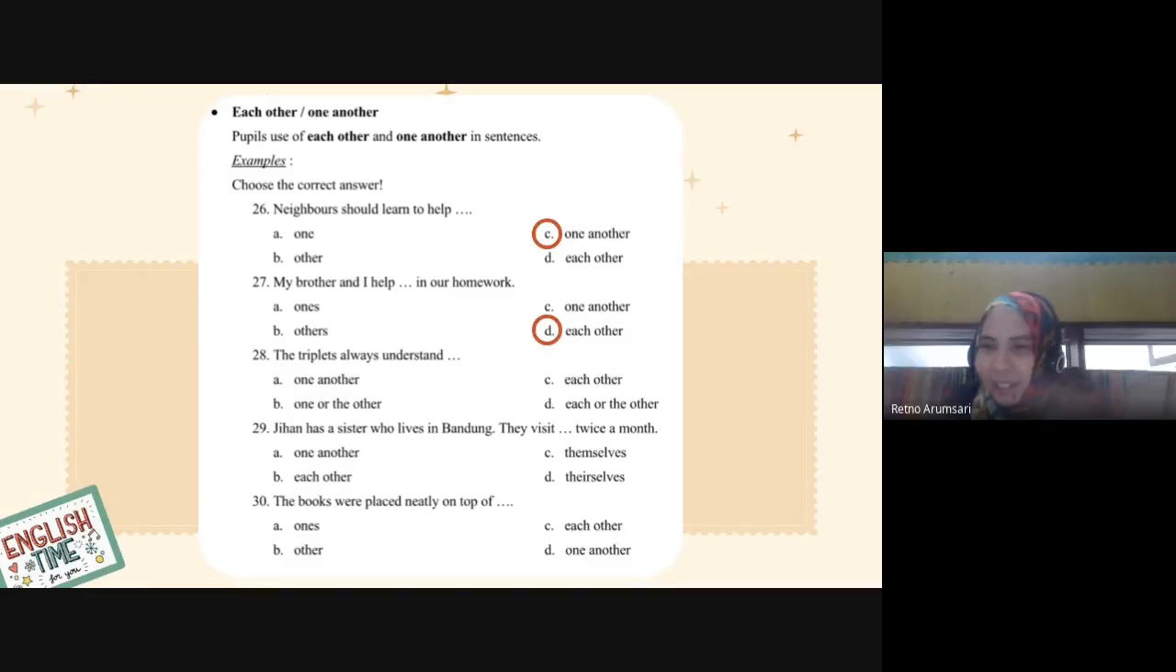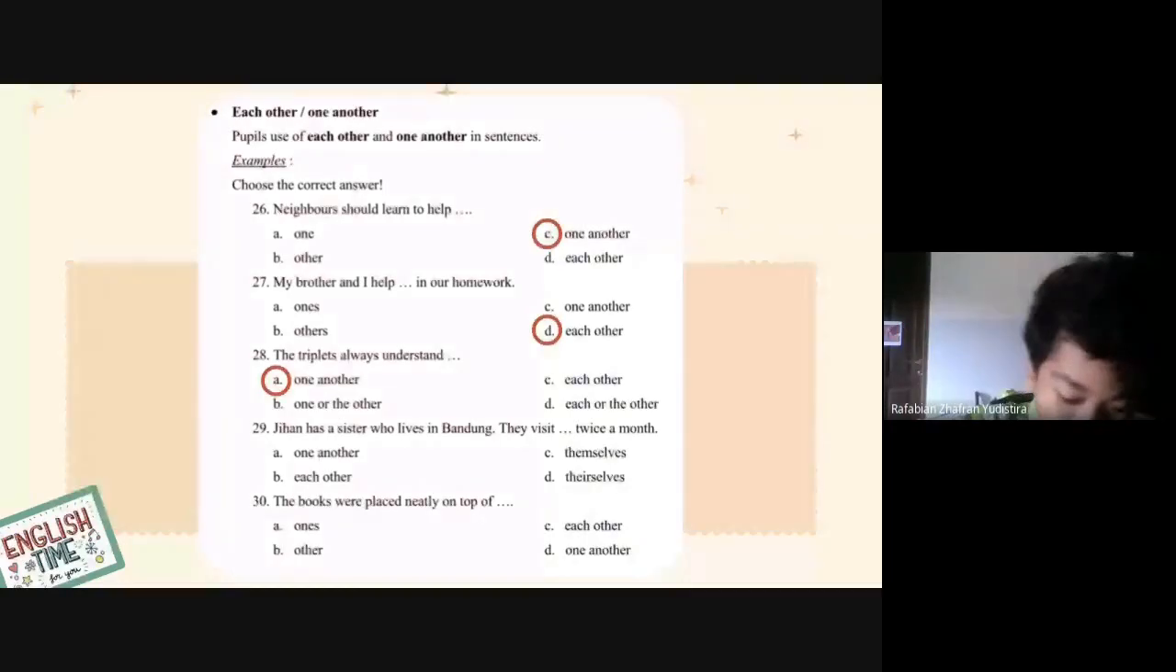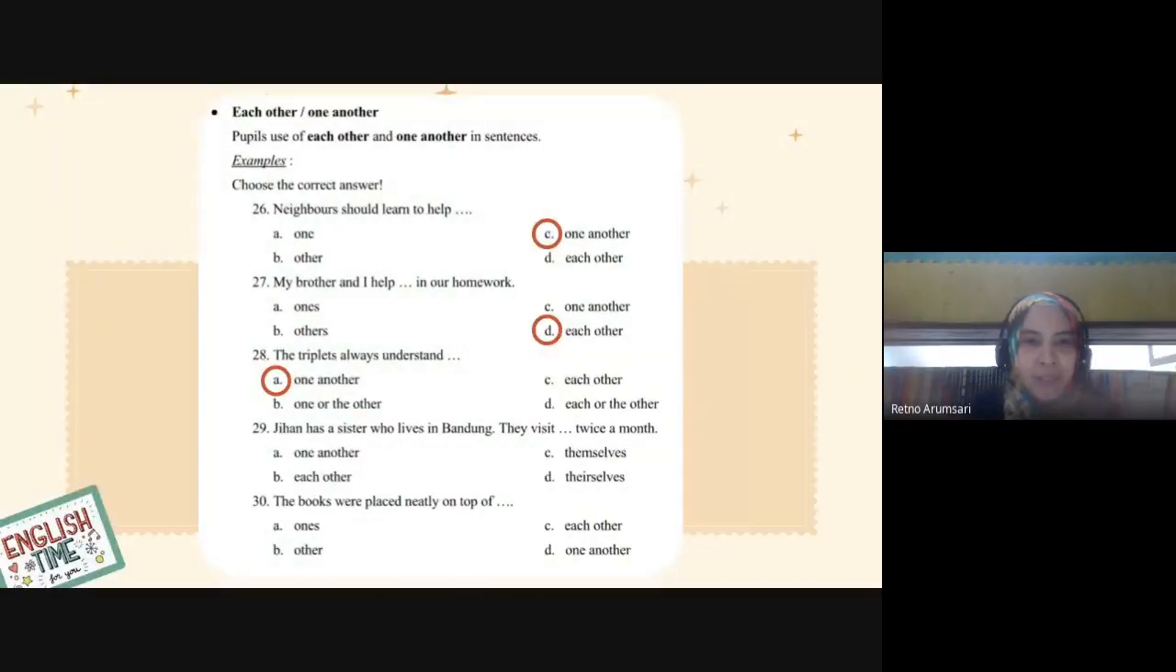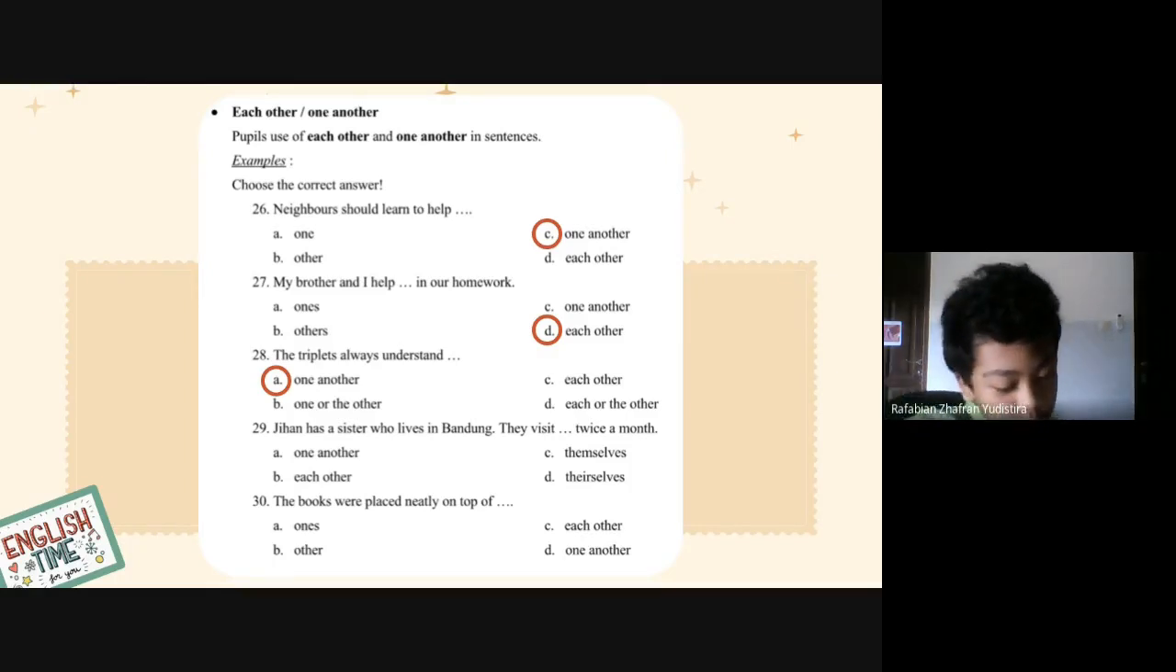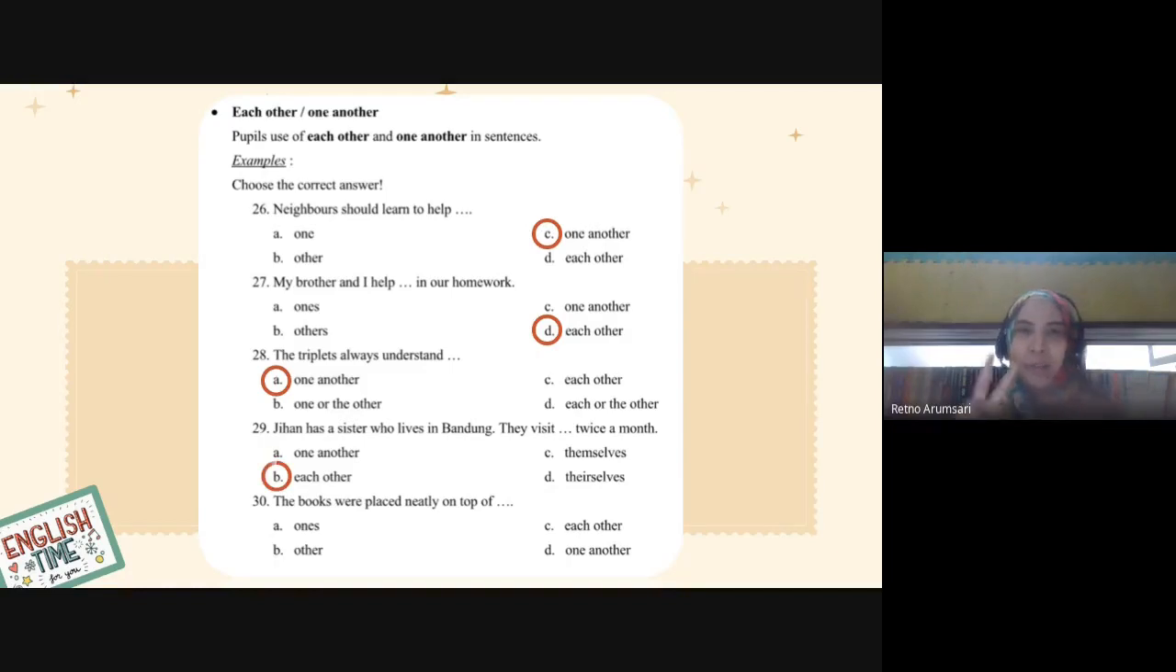Next. Thank you, Nata. Let's go to Rafabian. Number 29. Jihan has a sister who lives in Bandung. They visit each other twice a month. Yes, each other. There are two people, Jihan and her sister. Two people. Okay, thank you, Rafabian. Let's go to Ratu Amabel.